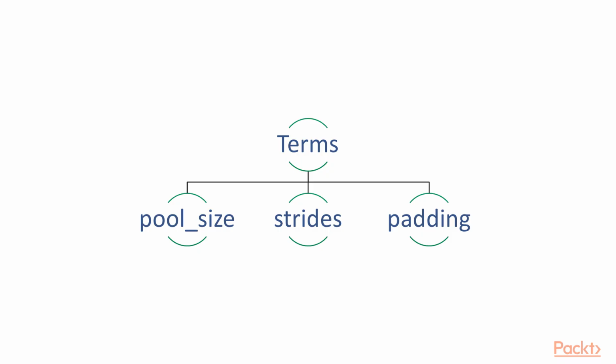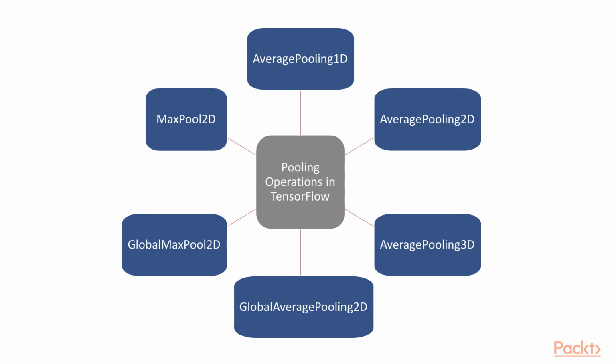Depending on the kind of pooling operation, you could have a pool size, you could have strides like the convolution, you could have padding. So padding could help you maintain an output the same size as your input. Various pooling operations have been implemented in TensorFlow as layers, and these correspond to convolution operations, and as a result, we have 2D and 3D versions of whatever pooling operation you have.